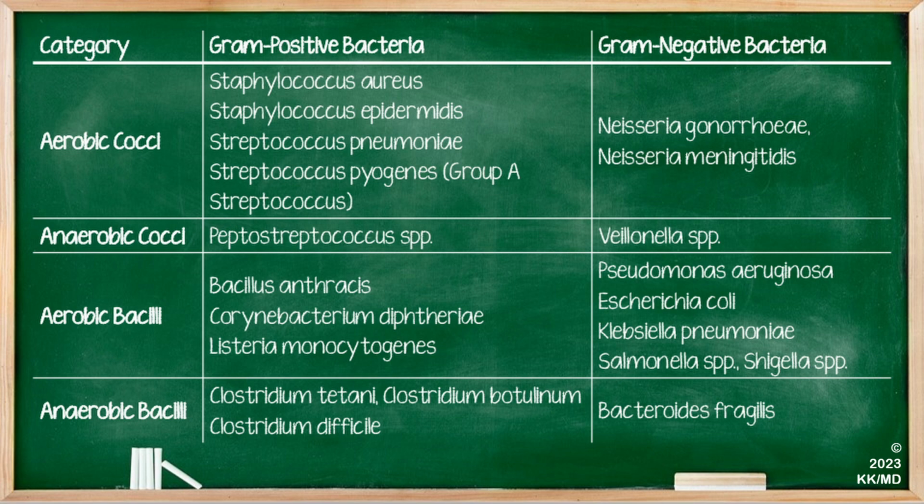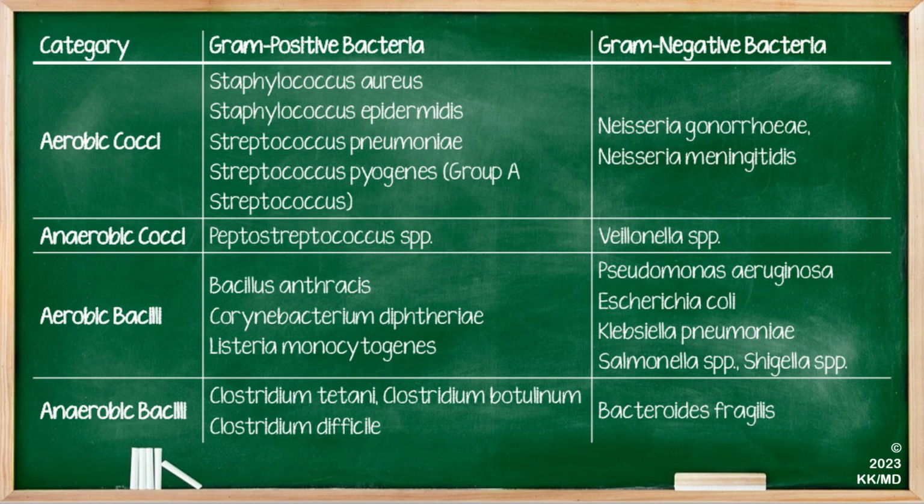Now going to the bacilli, a gram-positive aerobic bacilli could be Corynebacterium, which causes diphtheria, Listeria monocytogenes, or Bacillus anthracis, which causes anthrax. In terms of gram-negative aerobic bacilli, just moving across from the previous column, this includes Pseudomonas aeruginosa, and you'll remember the picture from the previous episode, and we will come back to that later on in this talk. E. coli, Klebsiella pneumoniae, so that's one possible cause of pneumonia in, for example, intravenous drug users, and Salmonella species and Shigella species.